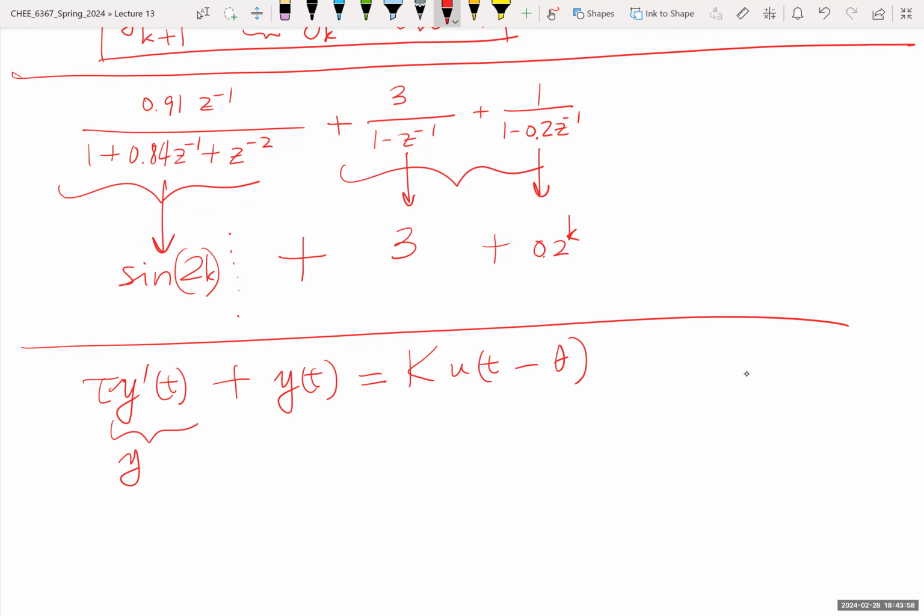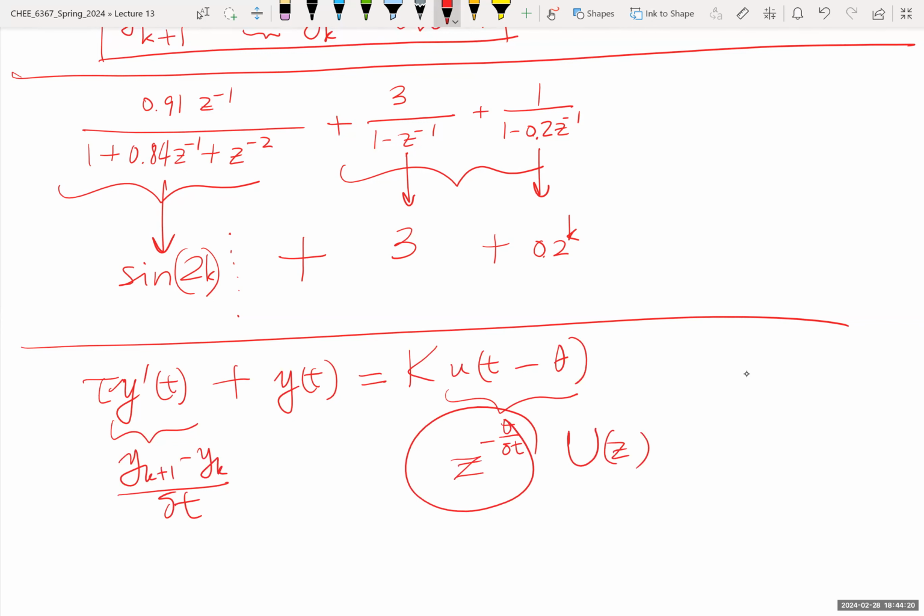Well, I would discretize this, y(k+1) minus y(k) over delta t. And I would take the Z transform, so the only thing is that this would be a delay, so I would have z to the minus theta over delta t. That would be a term that would multiply this u of z after I take the Z transforms. Paul says zeros, I already mentioned that. Then I have something about the transfer matrix in equation 27. Let's postpone that until we do multivariable systems, so it's not there.